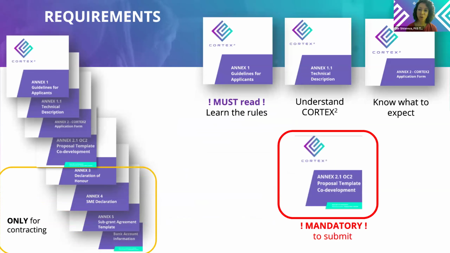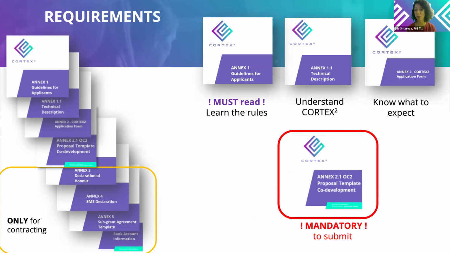Okay. So those are the documents that you have access to. Where you can find them, of course, you can find them on the CORTEX2 website. You have a dedicated section for Open Call documentation, and all those documents are available there. What is important for you now is the first 4 documents, which are Annex 1 guidelines for applicants.